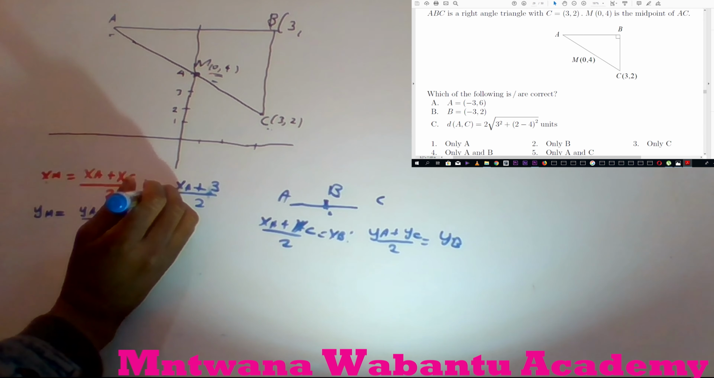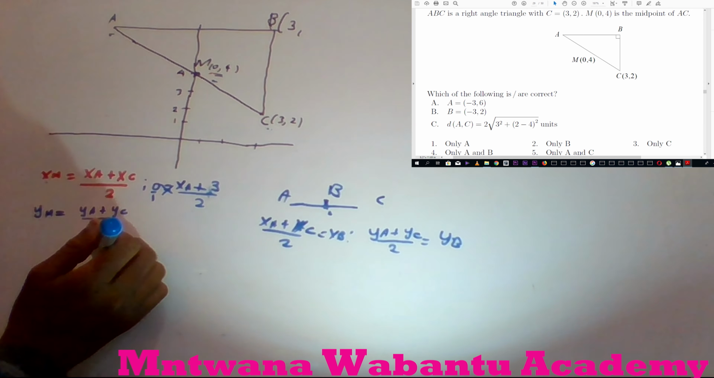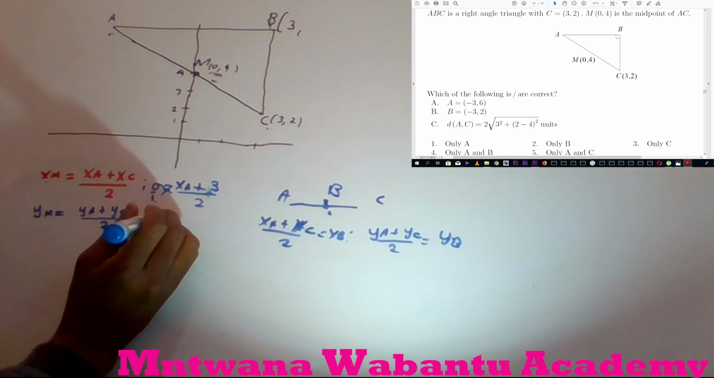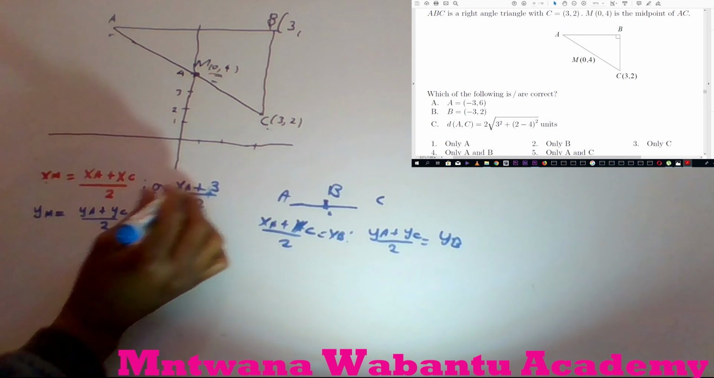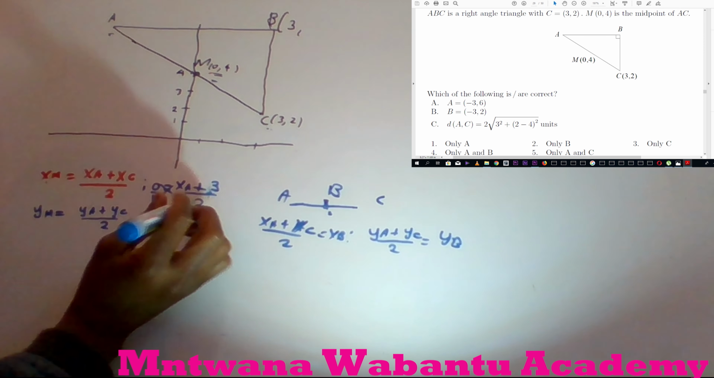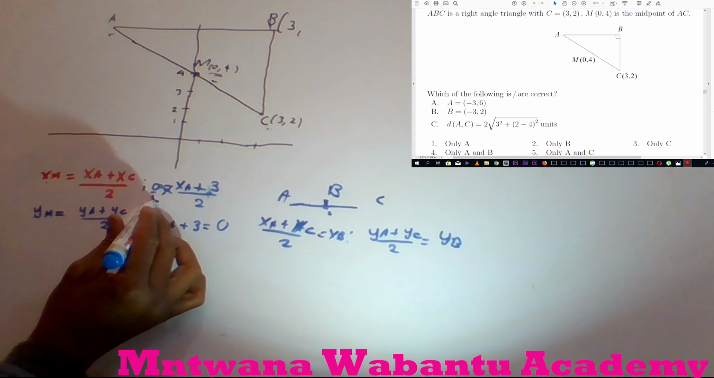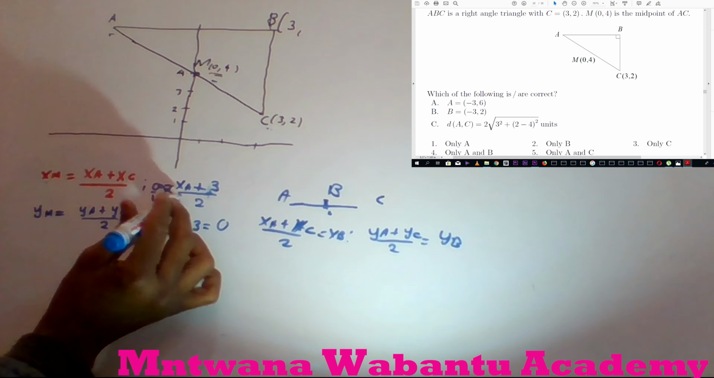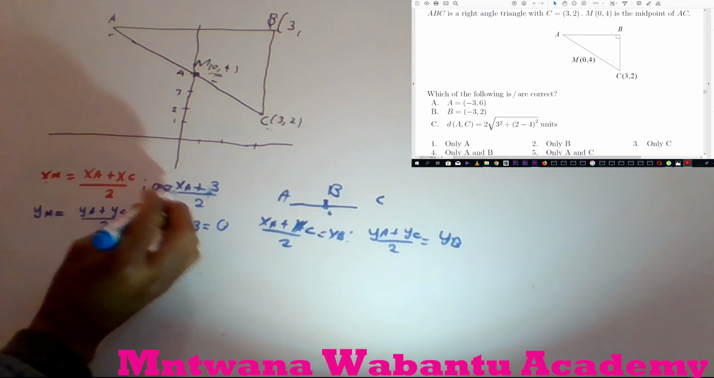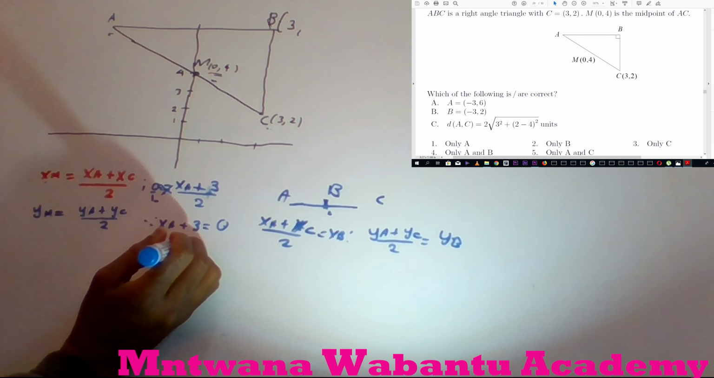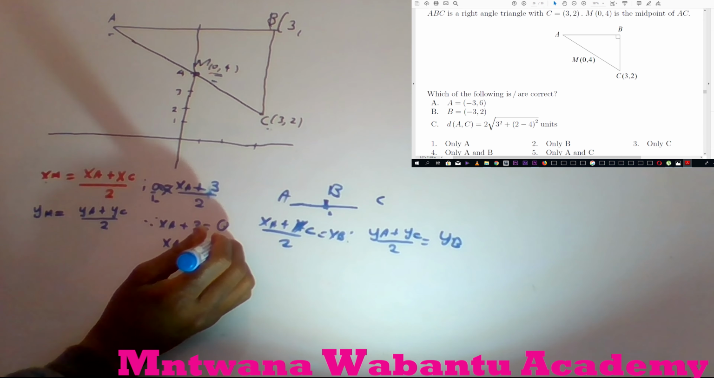So what we're going to do is say over 1, and then cross multiply. So 1 times X at A is just X at A. 1 times 3 is 3, and 0 times 2 equals 0. So we say X at A plus 3 equals 0, and the 3 is going to go over and become negative 3.